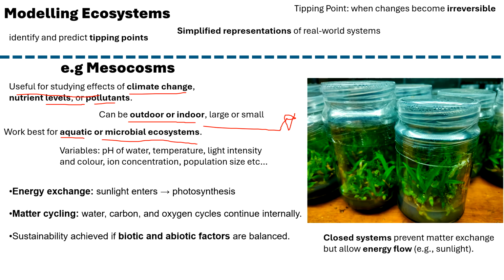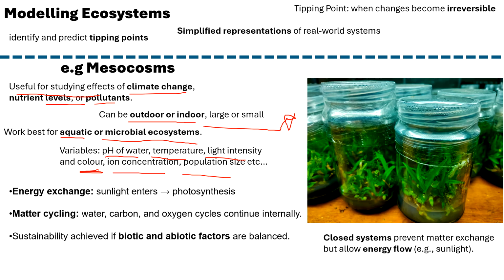And there's a lot of variables to have in mind. The pH of the water if it's aquatic, temperature, light intensity, the color. I guess that would be like the color of the glass that it's contained in, or the color of the rocks, etc., the abiotic factors, maybe even the biotic ones as well. Concentration of ions or nutrients, and the size of the population of different species.